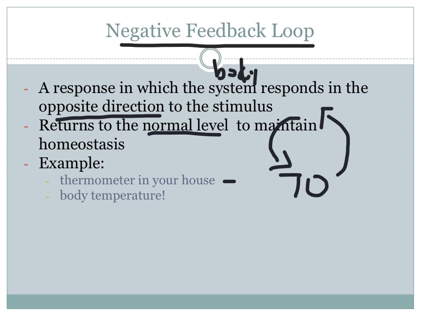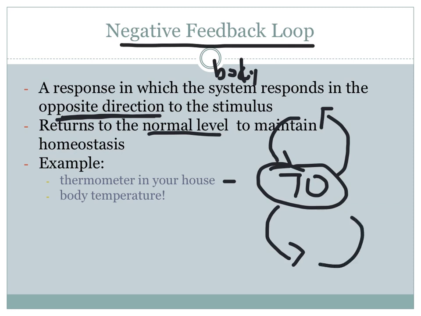So now we're back at homeostasis. We're back at the normal level. Now let's say you open the refrigerator and all this cold air, so all the warm air in your house is moving into the fridge, making the house colder. So now it gets a little bit below 70. Your thermometer recognizes this and responds in the opposite direction again and heats up the house to bring it back to 70. So that's a negative feedback loop where the response is happening in the opposite direction of the stimulus.